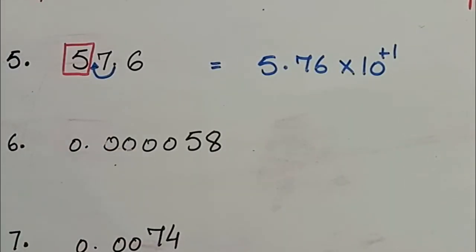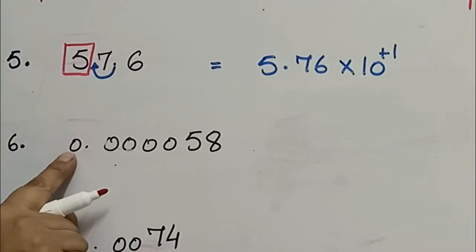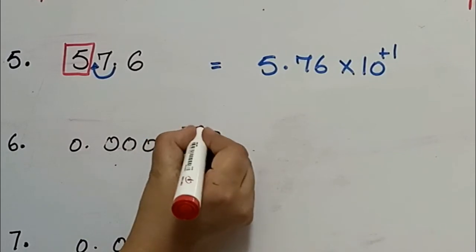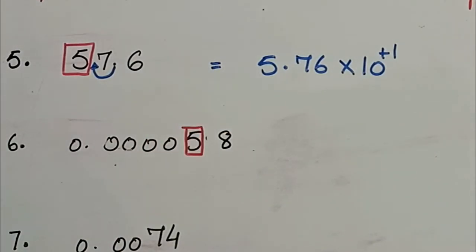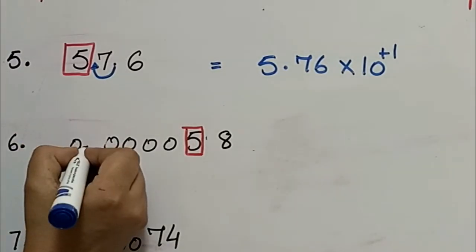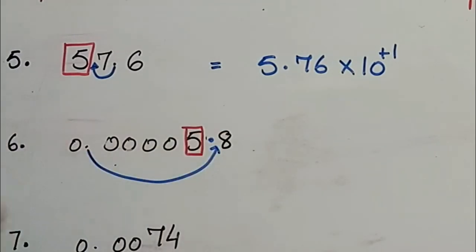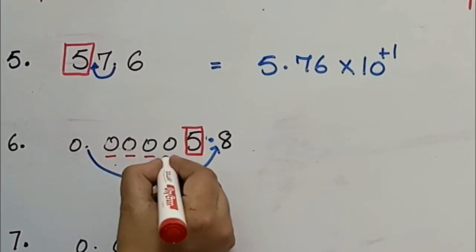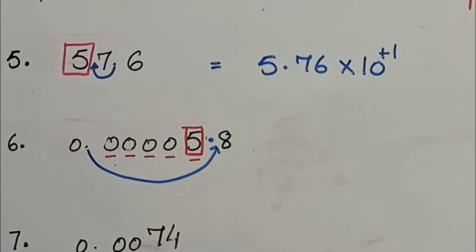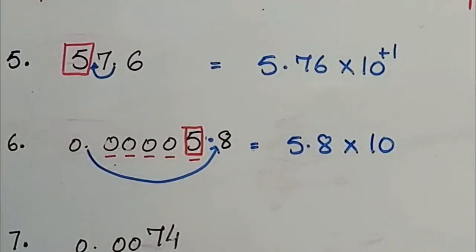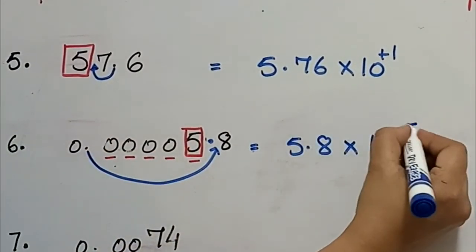Here you can see that we have to find out the first non-zero digit. It's the first digit but it's not non-zero. So the first non-zero digit will be, yes, this is 5. So we have to move the point from this place to after the first non-zero digit. Here. In between them, how many digits are there? In between them there are 1, 2, 3, 4, 5 digits. So we have to write it down like this: 5.8 multiplied by 10 raised to the power negative 5.